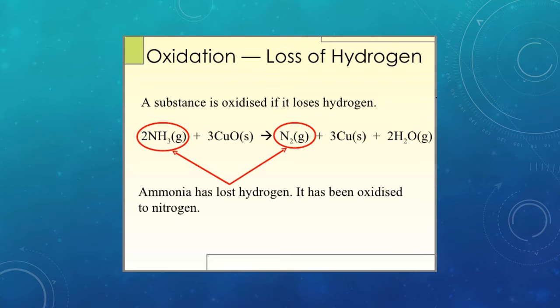Next, that is how the loss of hydrogen. A substance is oxidized if it loses hydrogen. For example, ammonia plus 3CuO gives N2 gas. So ammonia has lost its hydrogen and converted into N2 gas. So it is oxidation reaction.